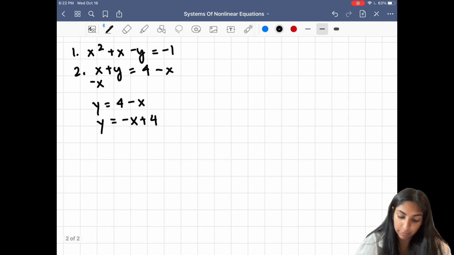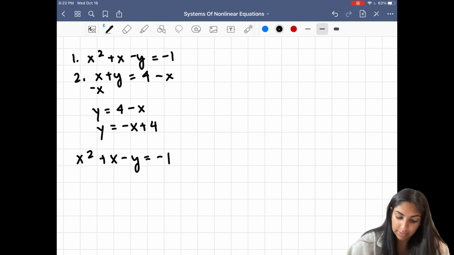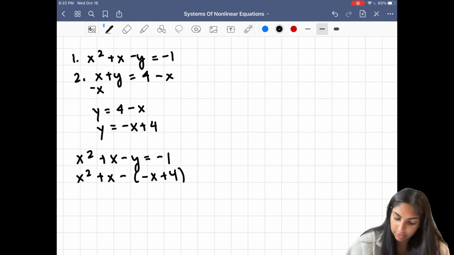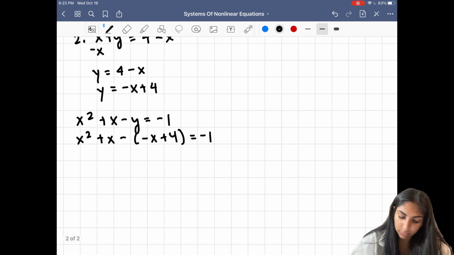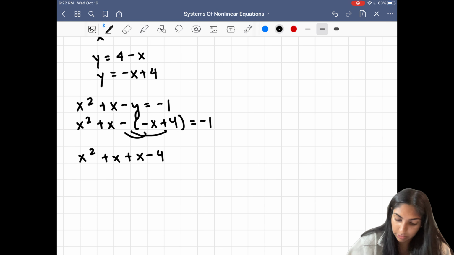So the first equation is x squared plus x minus y equals negative 1. And now we can substitute negative x plus 4 for y, and we'll get x squared plus x minus (negative x plus 4) equals negative 1. So I'm going to distribute this negative here, and then we can add like terms after that. Once we distribute the negative, we'll get x squared plus x minus 4 equals negative 1.